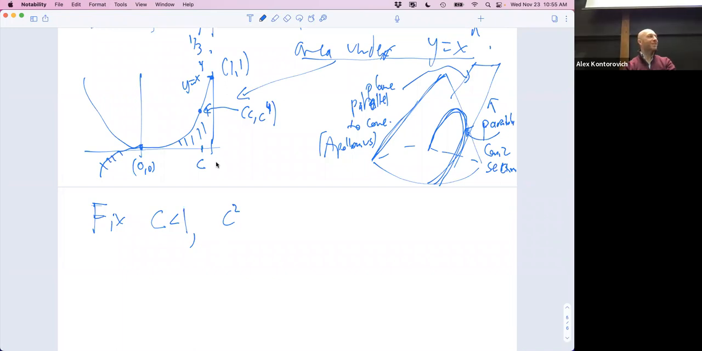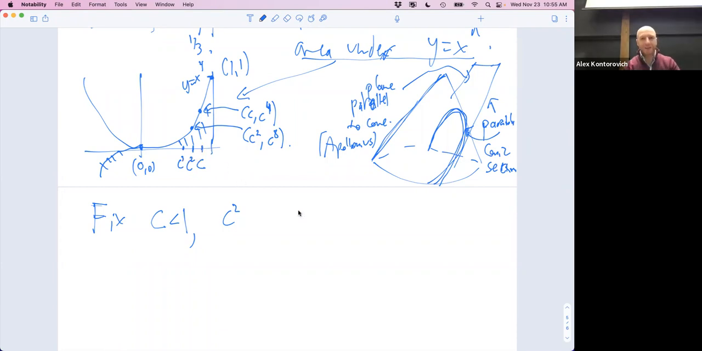C is less than 1. So if you multiply C by something less than 1, you get something smaller than C. C squared is actually smaller than C. C squared is over here. And what is this point? C squared, C to the 4th, C to the 8th. And then there's this other point, C cubed.